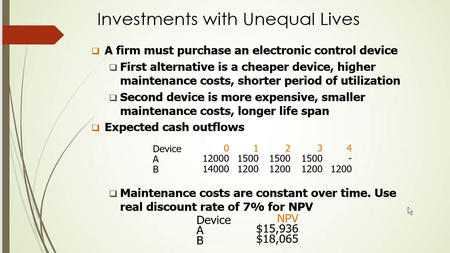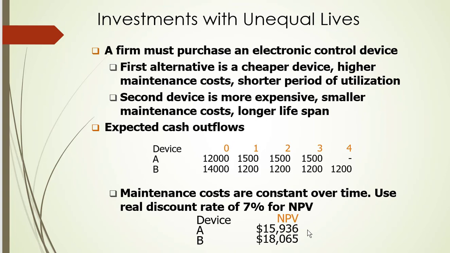Another issue is what happens if we have two mutually exclusive projects, but the difference between the two is really more of a quality issue, right? A cheaper device is going to have higher maintenance costs. It's probably going to have a shorter lifespan, but by definition, it's cheaper. The second device we have is a higher quality product. It's going to cost more. Maintenance cost might be less, might have a longer lifespan. So essentially, we have these two projects that are mutually exclusive, but they have unequal lives.